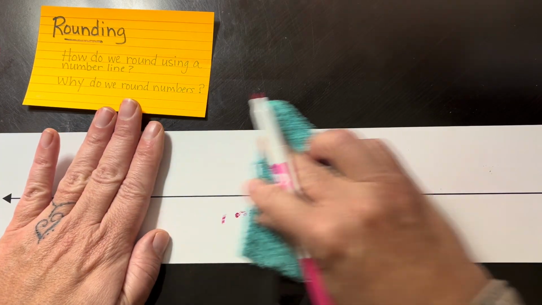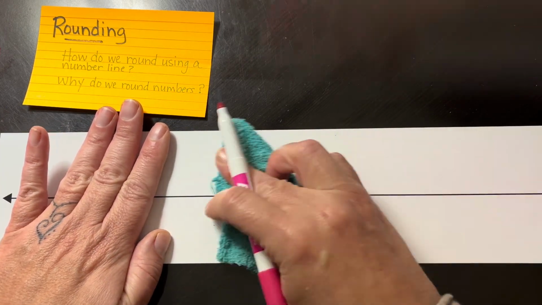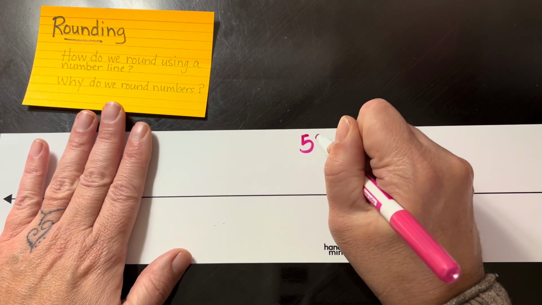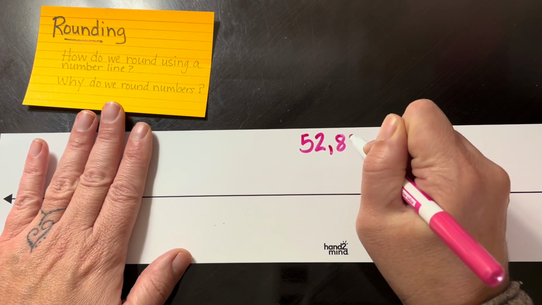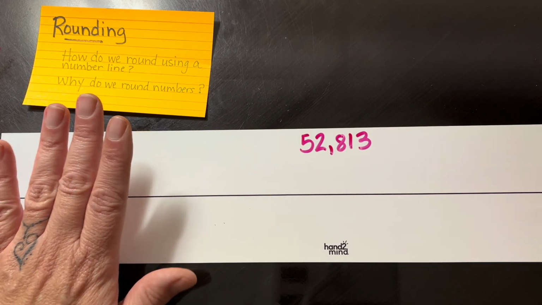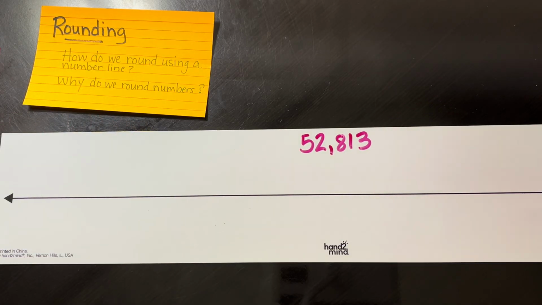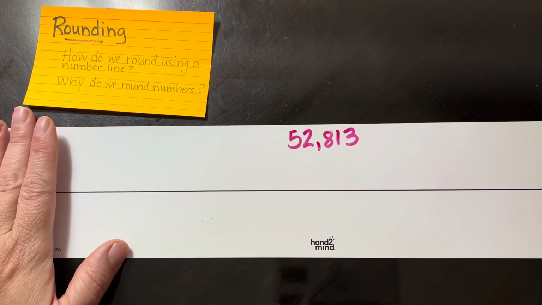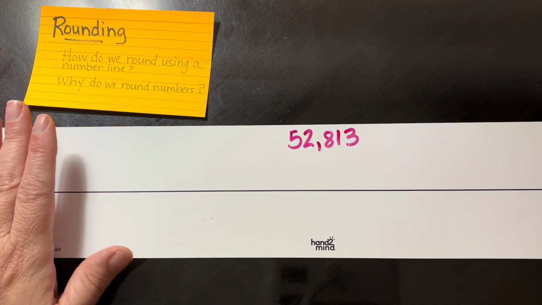Now, I know those of you who teach 4th and 5th grade, you're like, yeah, but my kids have to round much larger numbers. All right. Let's look at a really big number because the principle doesn't change at all. It's the same process. What do we want to round this one to? Let's say we're rounding this one to the nearest 10,000.